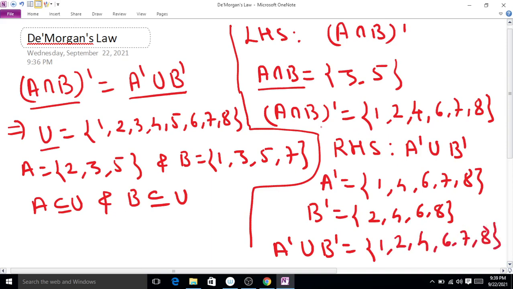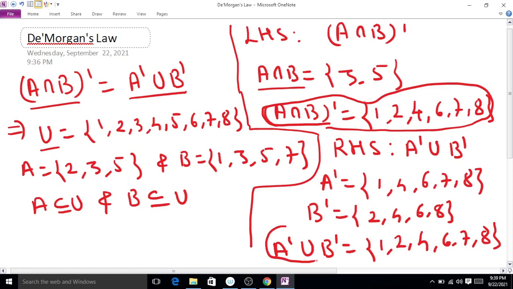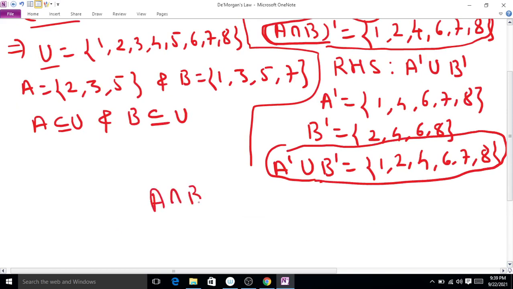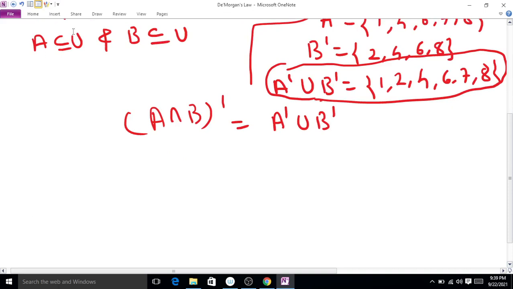So from this set and from this set we can say that (A intersection B) complement is equal to A complement union B complement. Now we are going to verify this result by using a Venn diagram.